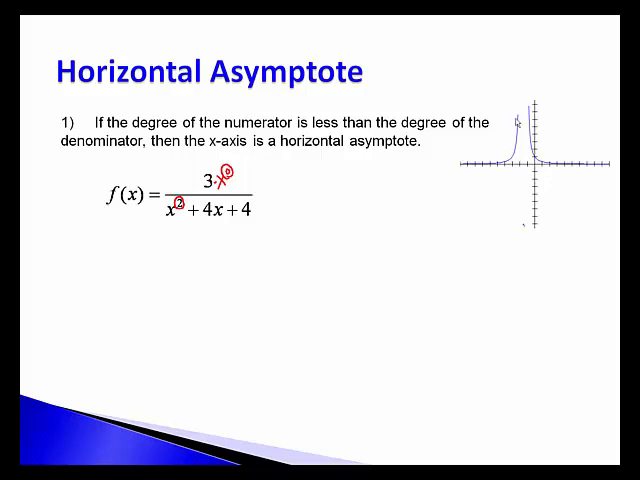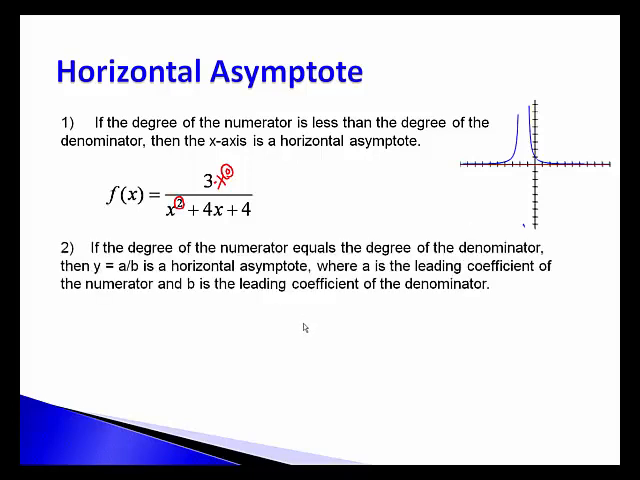Also notice that as x gets infinitely small, as x gets smaller and smaller and smaller, the graph does the same thing. So it is true that the x-axis is a horizontal asymptote. I've drawn it in there so that you can see the red line that the graph approaches. Let's look at our next rule.